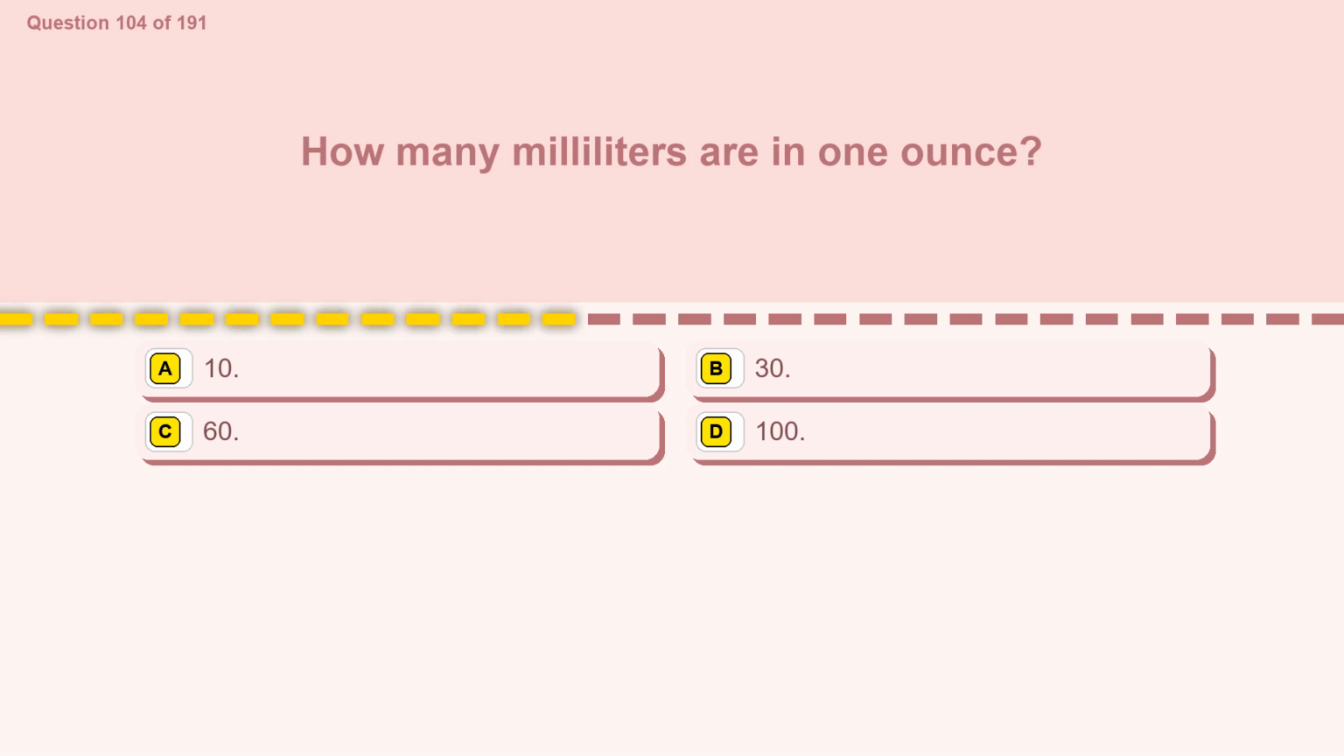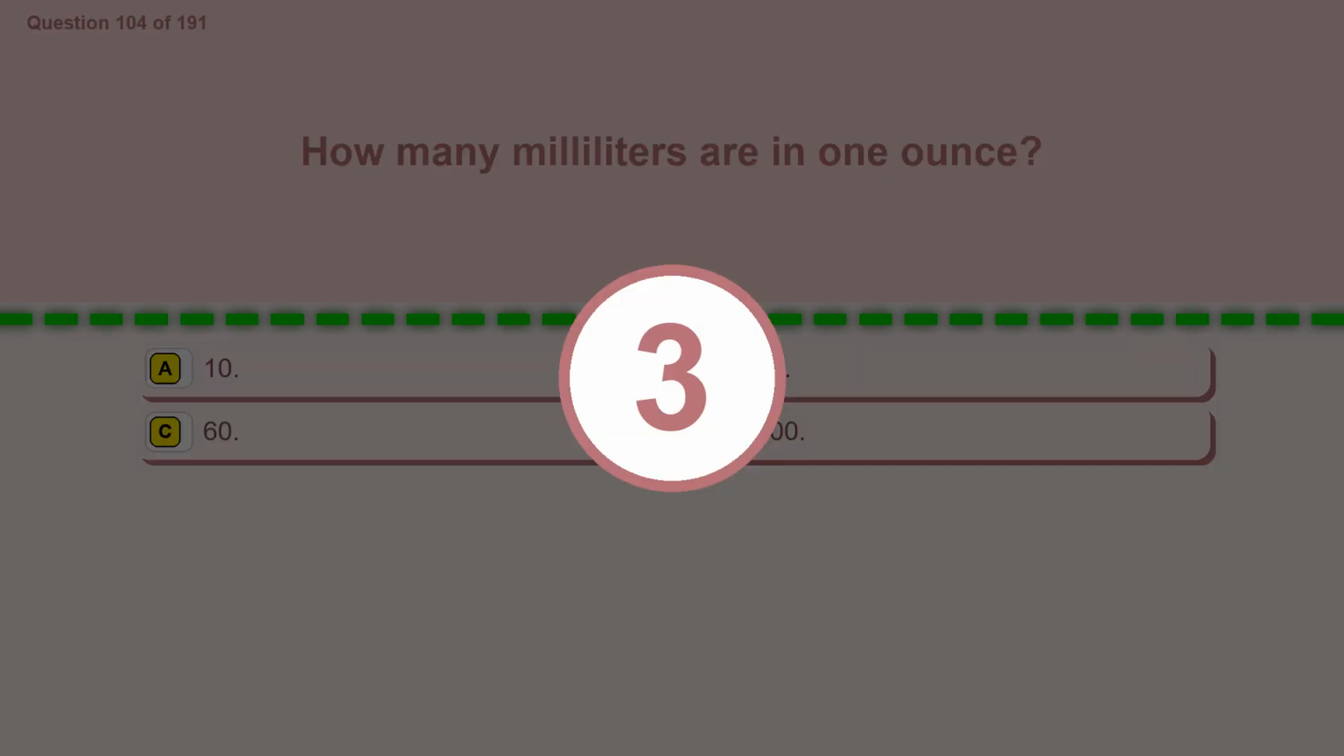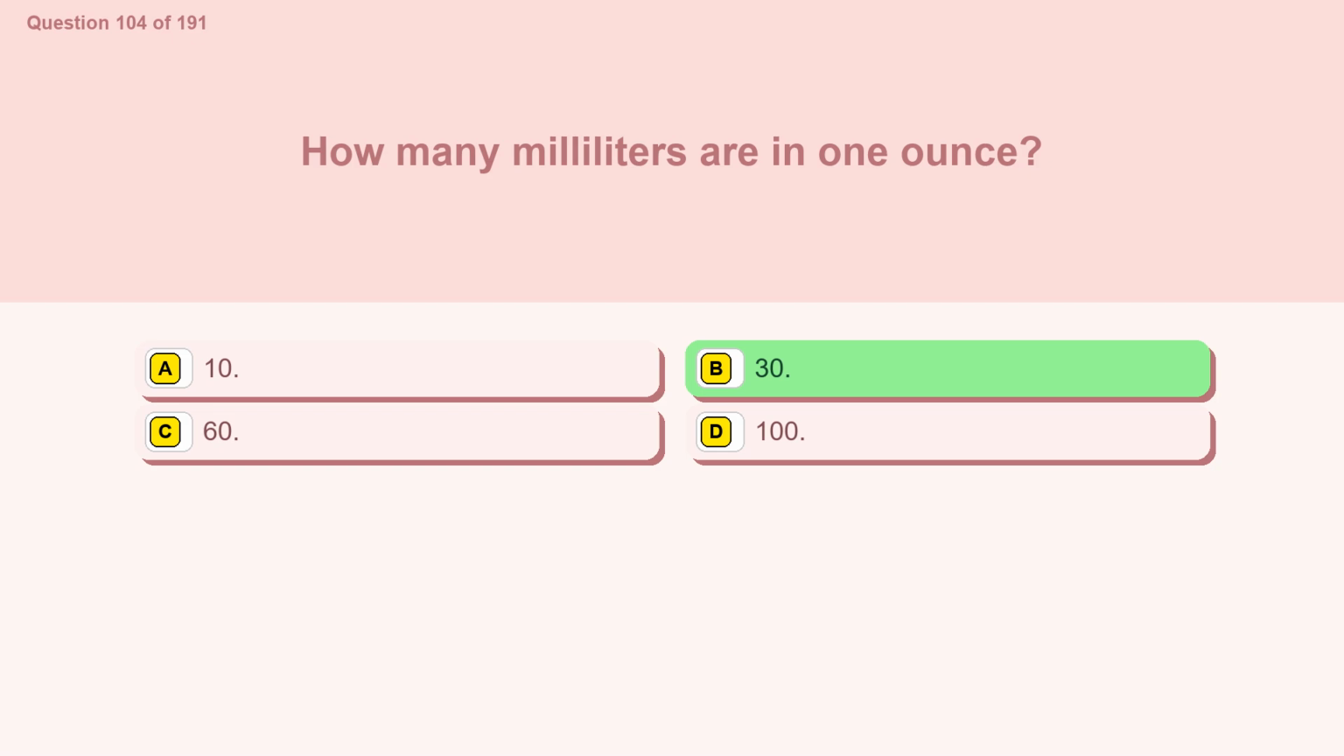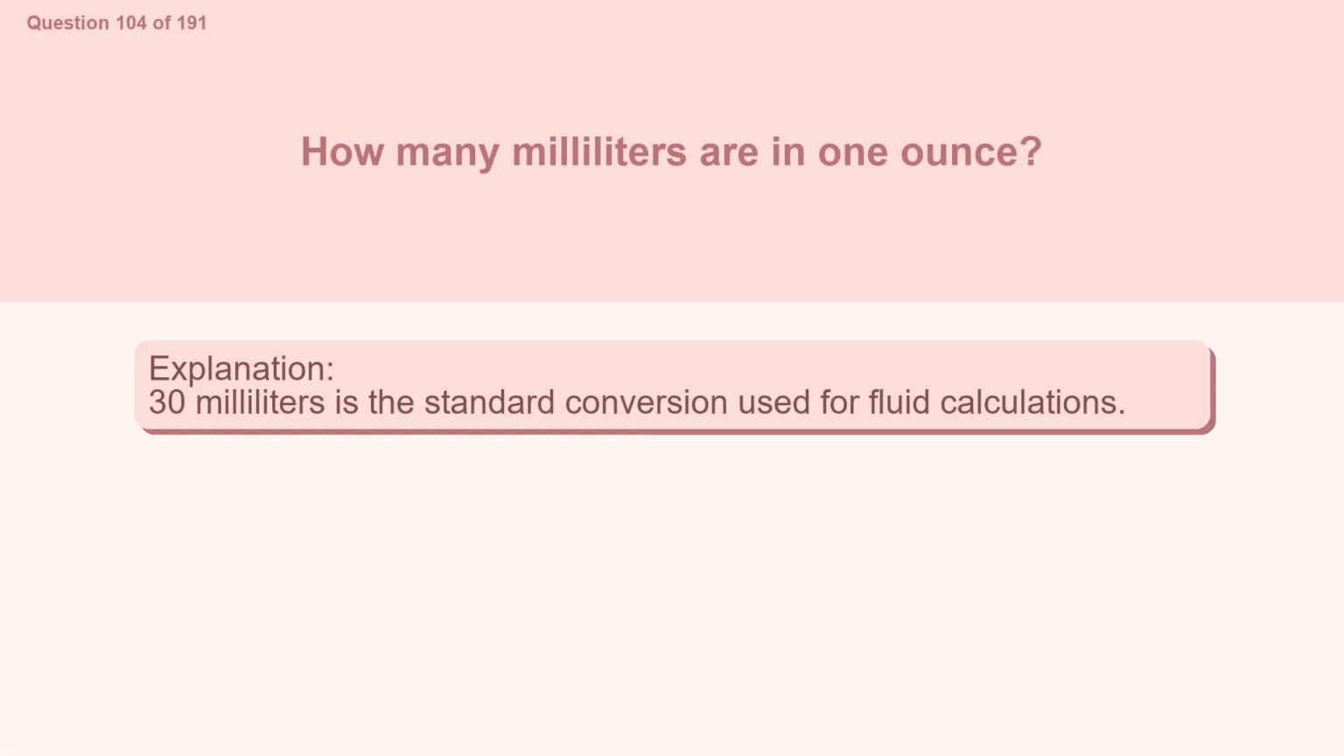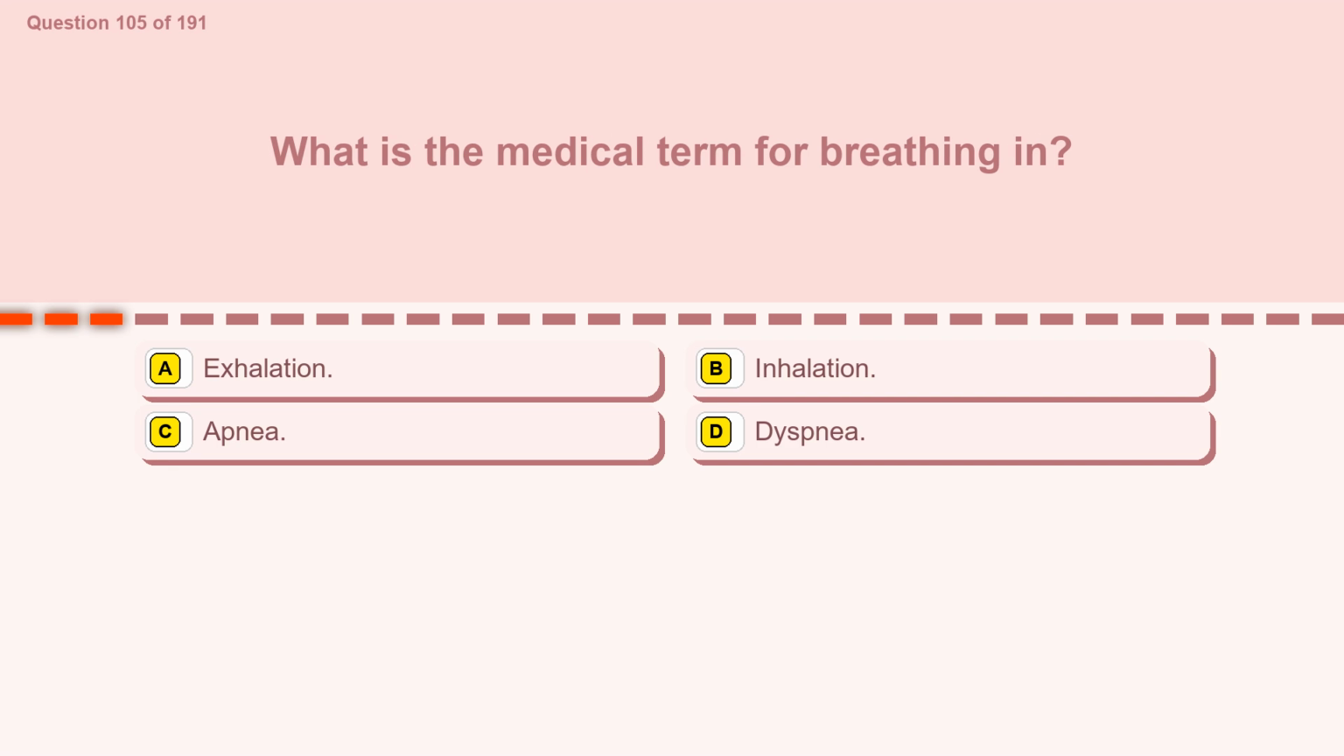Option A, 10. Option B, 30. Option C, 60. Option D, 100. The correct answer is option B, 30. 30 milliliters is the standard conversion used for fluid calculations. Question 105. What is the medical term for breathing in?